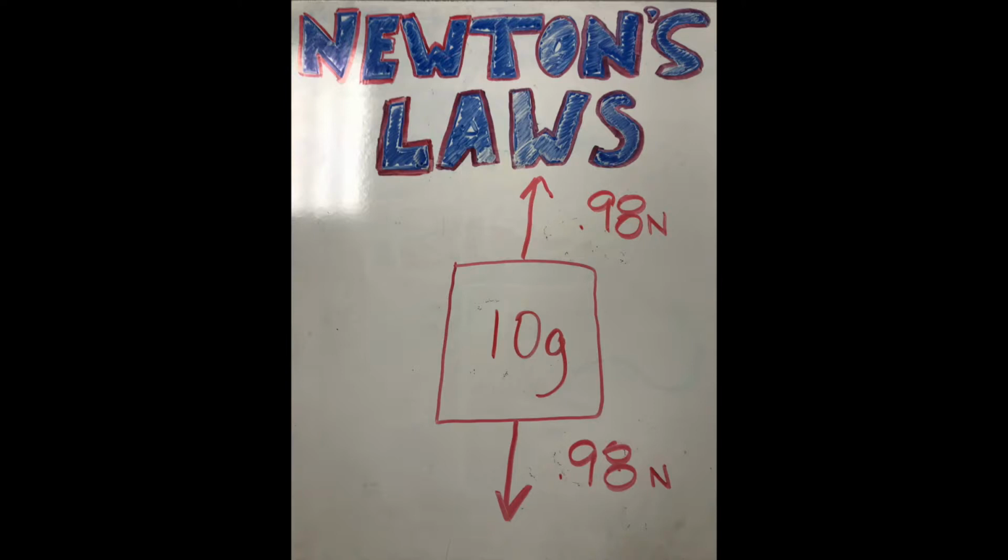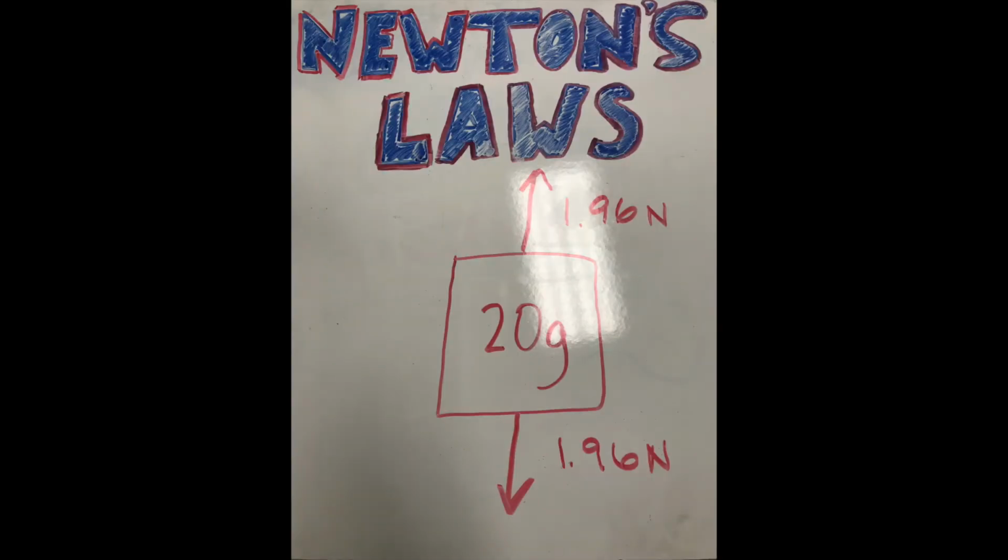The force the mass exerts on the card is 0.98 newtons, and the force the card exerts back up on the mass is also 0.98 newtons, which is why the mass doesn't fall. The 20-gram mass exerts a 1.96 newton force on the card, and the card exerts that same force back up on the mass, which is why this mass doesn't fall.